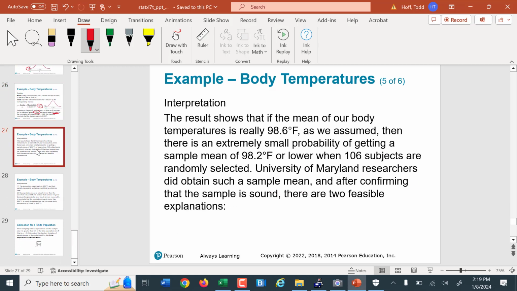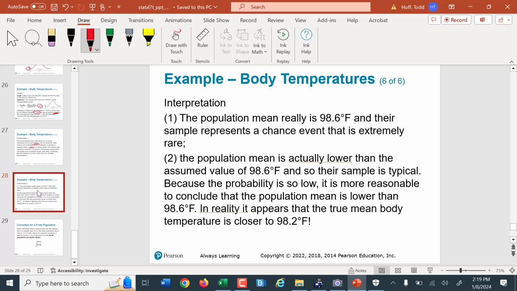So we would say that either the sample was a really bad sample or the assumption was incorrect. And so we tend to go with the conclusion that the assumption was incorrect. So it shows that the temperature that we assumed of 98.6 is extremely unlikely, or getting our sample of 98.2 would be extremely unlikely if we stuck with the assumption of 98.6. So we're saying that most likely the mean temperature is really not 98.6.